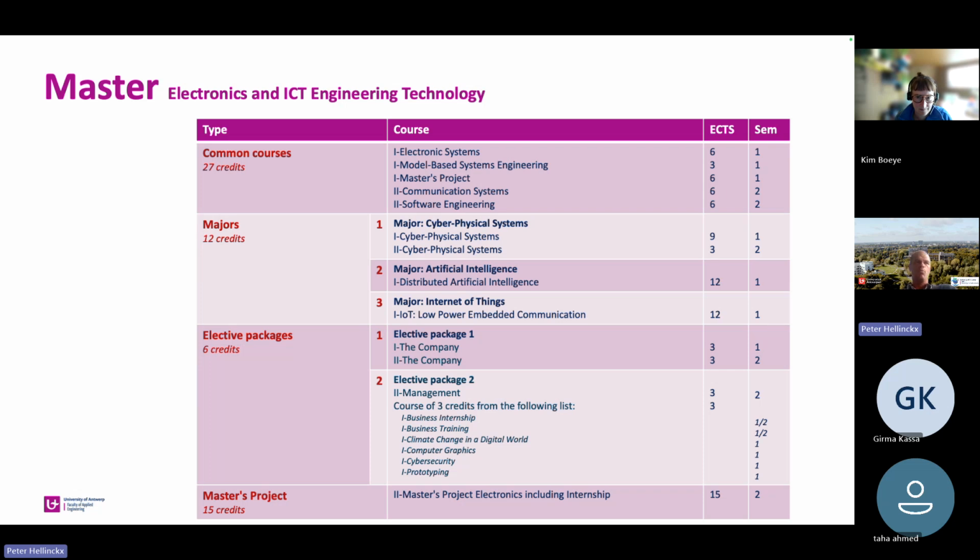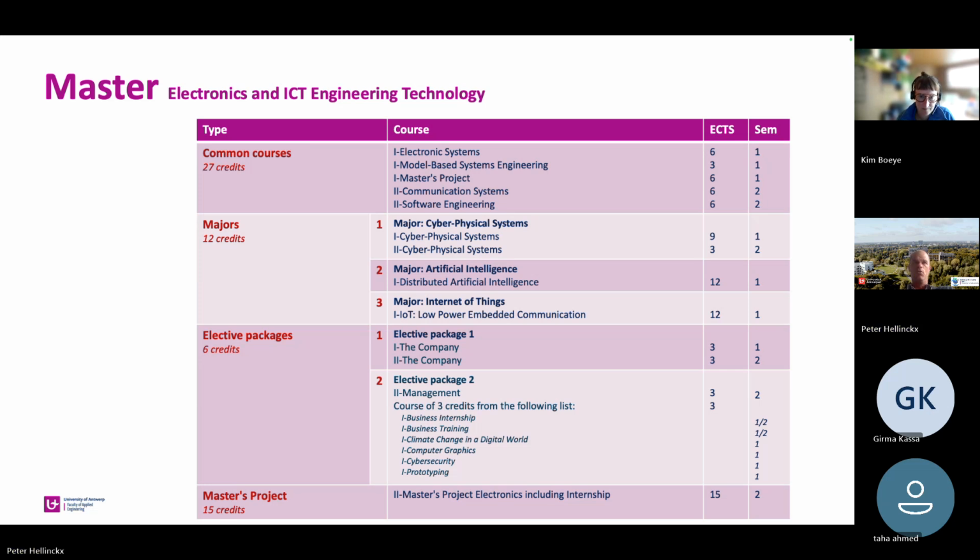If we look at our master program, there are different parts in there. First of all, there are 27 credits. A credit is a unit in describing how big a course is, and I will elaborate a bit more on that later. But we have 27 credits that you will spend with all other master students. Those courses are deepening the core competences that every electronics and ICT engineer should have. First of all, we have 6 credits diving into electronic systems.